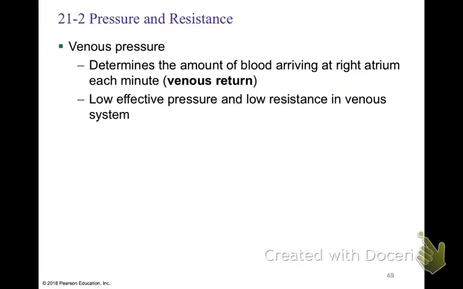Okay, so the venous pressure is going to determine how much blood returns to the right atrium or the left atrium, and we call that the venous return, the volume that returns every minute. We can alter that with venous vasoconstriction. Your sympathetic nervous system can tell your systemic veins to constrict. And when they do, that just drives more blood back to the heart more quickly and increases the venous return. But generally speaking, veins are going to have low pressure and low resistance.